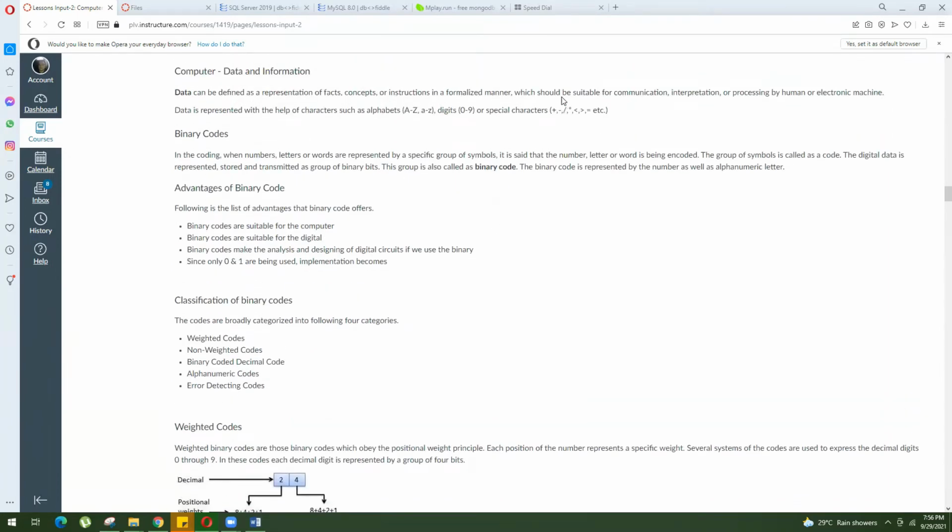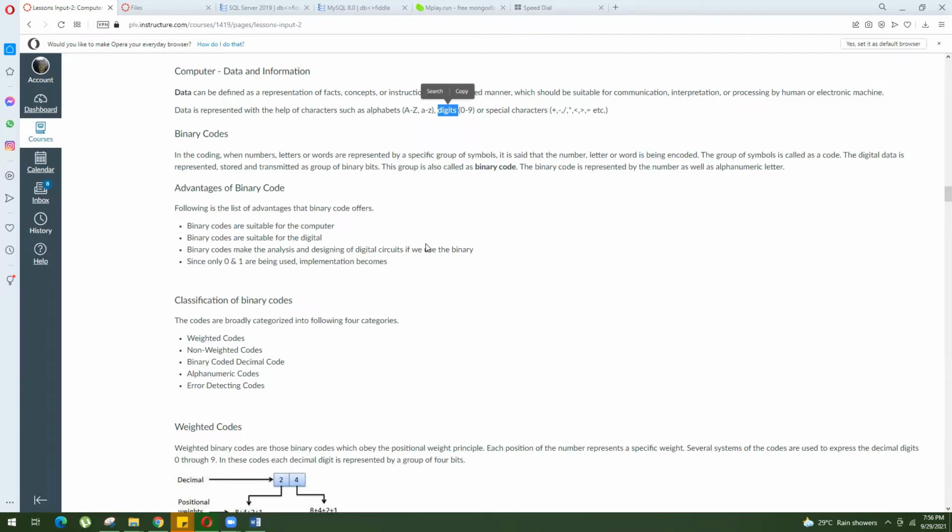Okay, computers, data, and information. Data can be defined as a representation of facts, concepts, or instructions in a formalized manner, which should be suitable for communication, interpretation, or processing by humans or electronic machines. It is represented with the help of characters, such as alphabets, digits, or special characters.